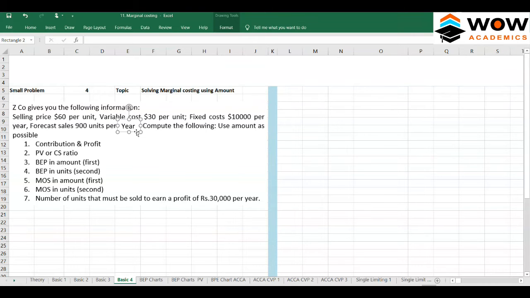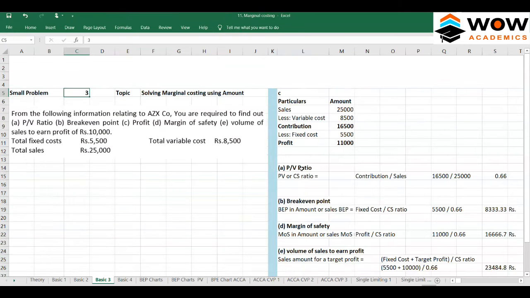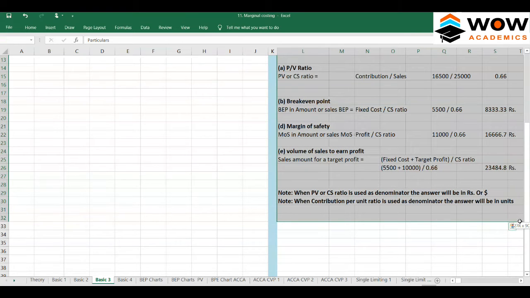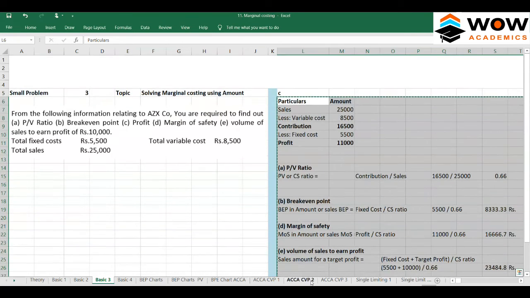Okay, it's per year. Compute the following. Use amounts as possible. We should not use units, so our denominator should be as far as possible in the CS ratio. That's why they have said use amounts as possible. So we can get all the formulas earlier done.